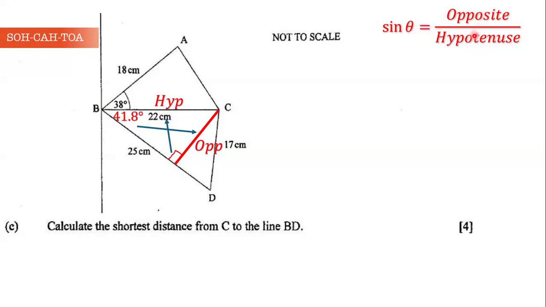And what is the opposite? Well, the opposite is not given. That's the side that you have to try to find. So we're going to call that x. The hypotenuse is given, and the hypotenuse is 22 centimeters. So you have 22 here. Theta is 41.8, correct to 1 decimal point. We put sine of theta over 1 because we are going to cross multiply. And so that's what we do.